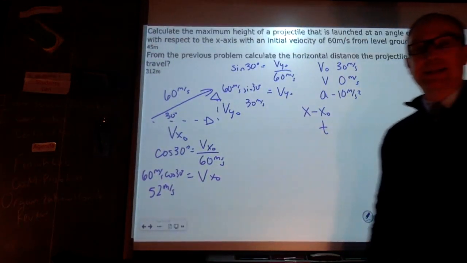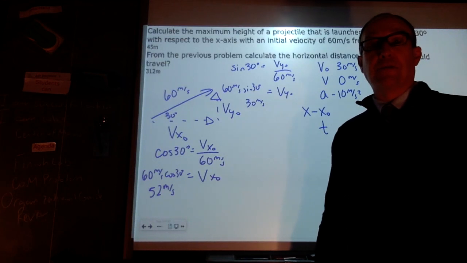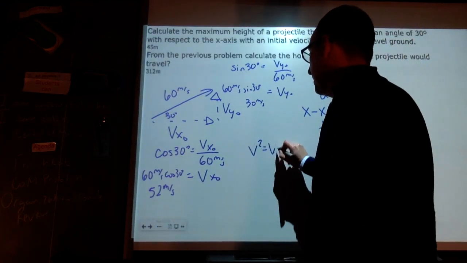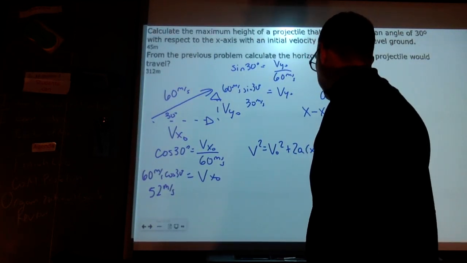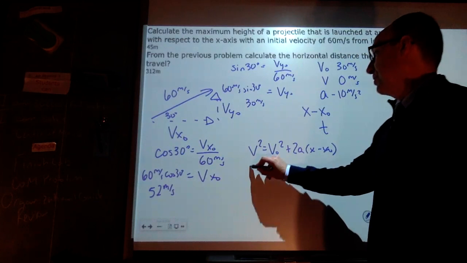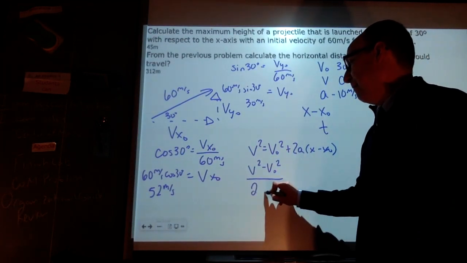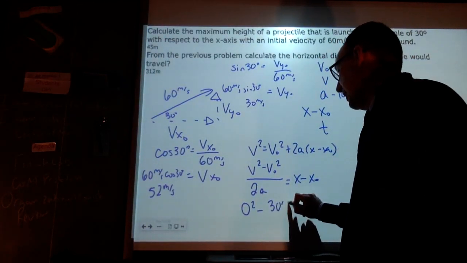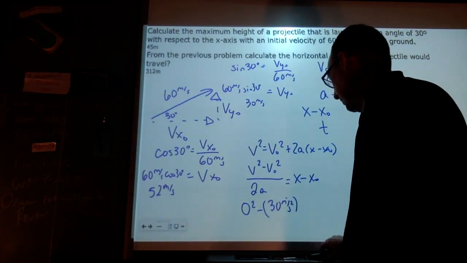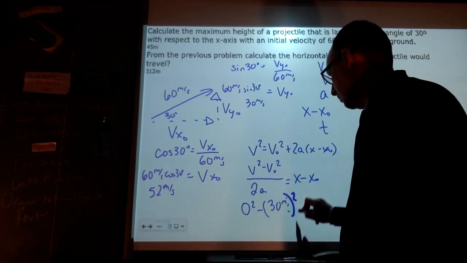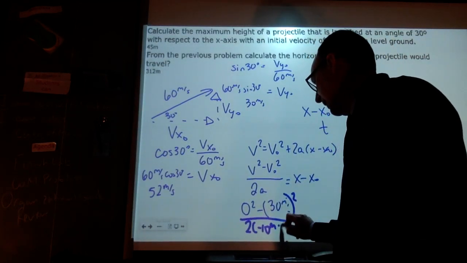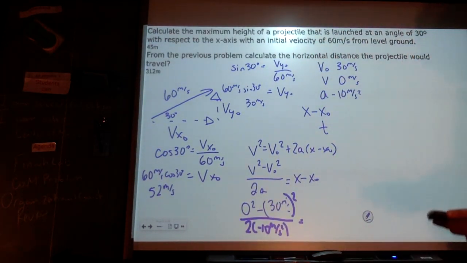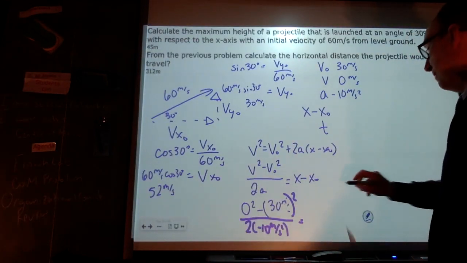So it's going to take 3 seconds for this to happen, but I'll use the v squared equation to figure out how high this is. So v squared equals v naught squared plus 2a times x minus x naught. I'm going to take v squared minus v naught squared and divide by 2a. I'm going to have 0 squared minus 30 meters per second, squared, all over 2 times -10. So 30 squared is 900 divided by 20, which gives me a maximum height of 45.